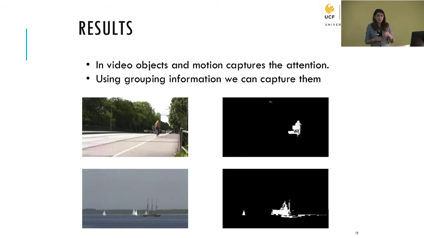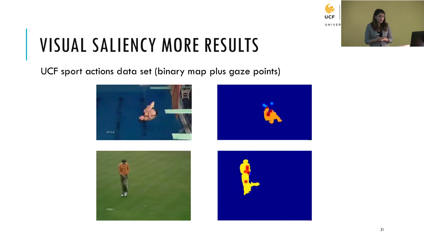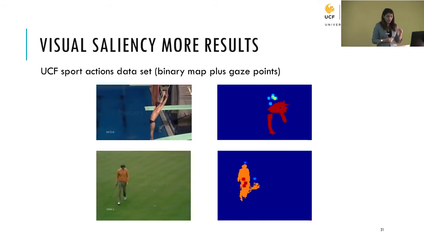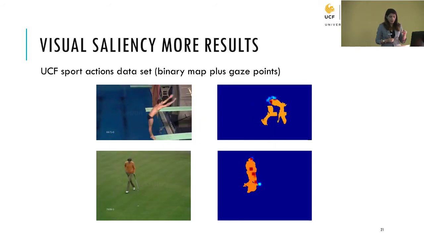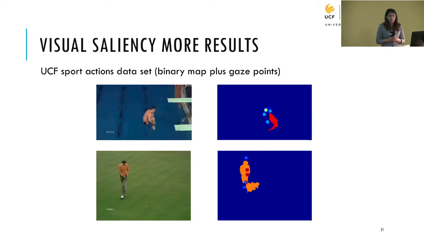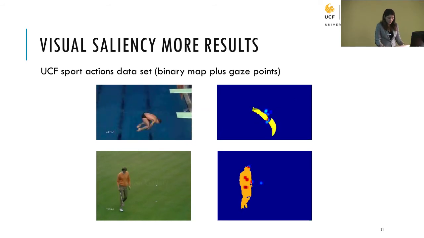So for finding the visual saliency in videos, 2 things are important. One is objects, one is motion. So using this approach, we can capture those parts of the videos. And also grouping information can help so that we don't split the objects. These are more results showing that we can predict the eye movement. The red dots are the eye movement and the gaze from viewers, and these are the segmentations; after thresholding the saliency map, we have this 0-1 segmentation.